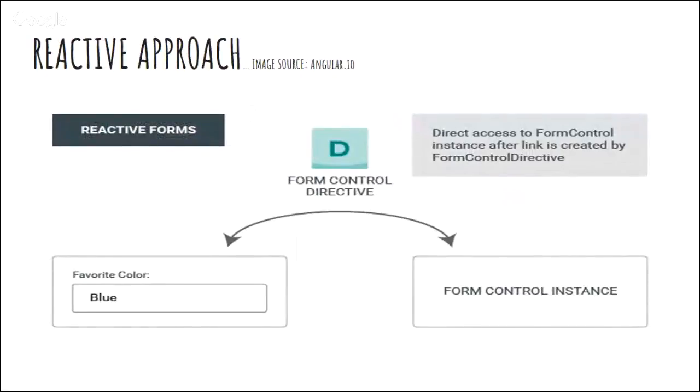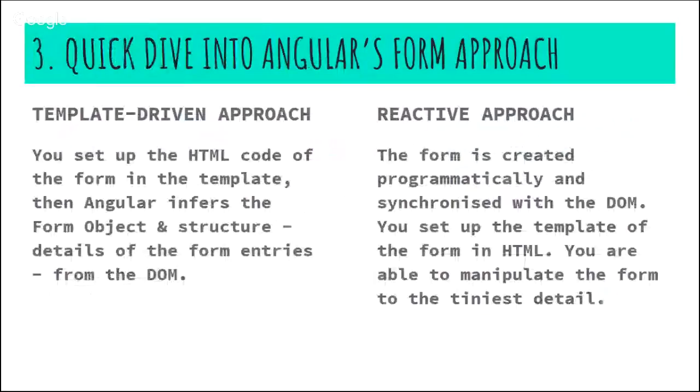This is just a quick note on everything I said. Template driven, you set up the HTML code, everything is done inside the HTML from the DOM. Here, the form is created programmatically inside of your .ts file. Then you link it up with the HTML file by just adding form control directive on each of the inputs. Then you also add the form group directive on the beginning, on the opening form tag. We'll see that as well.